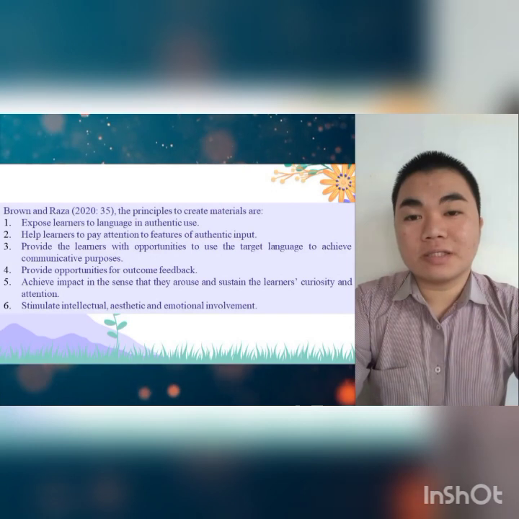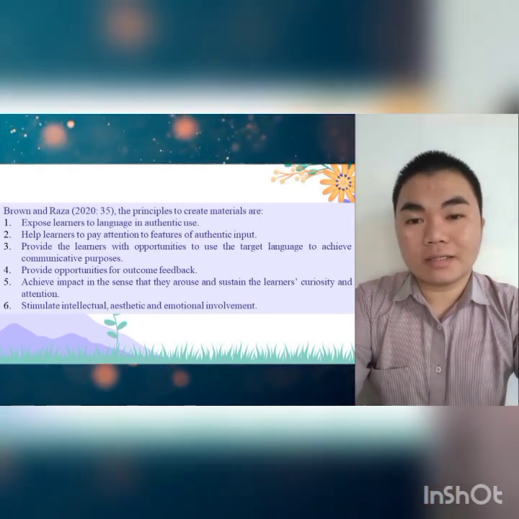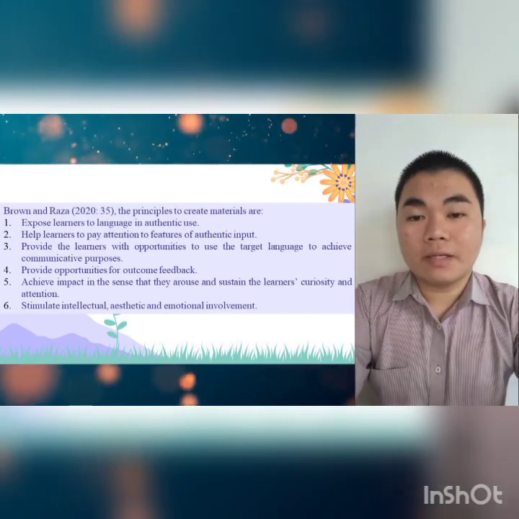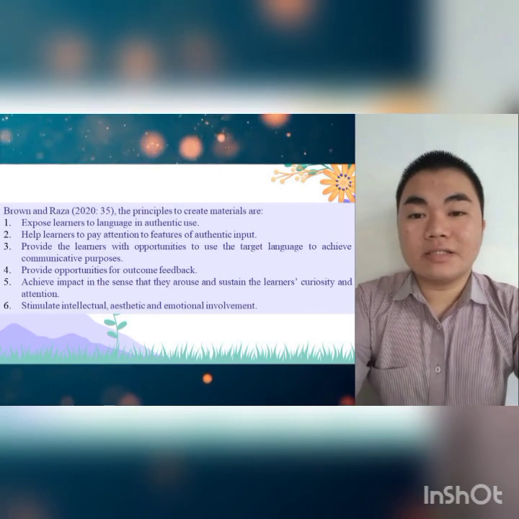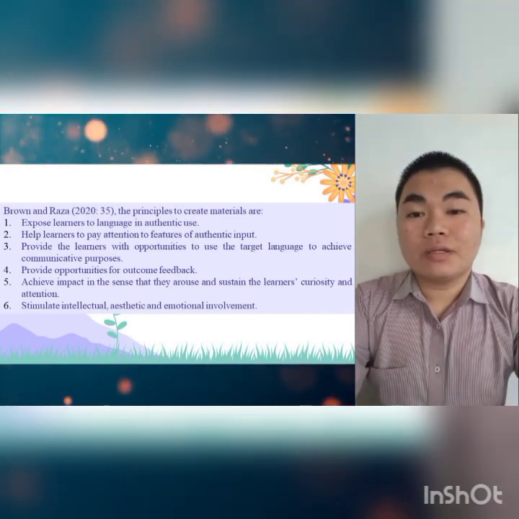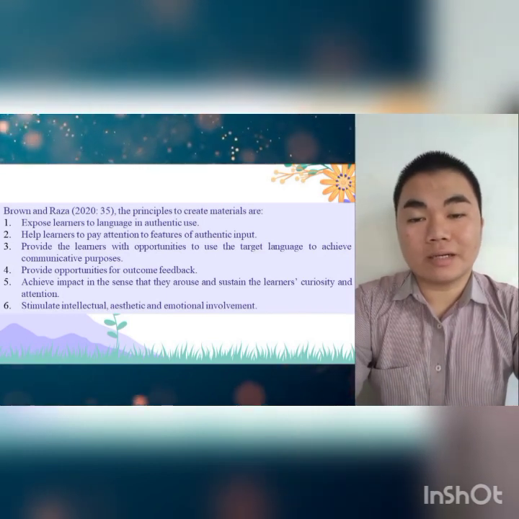And the fifth principle is to achieve impact, in the sense that they arouse and sustain the learner's curiosity and attention. What is meant by this is making the learner's experience engaging and interesting, so learners are motivated to continue learning and exploring the target language.